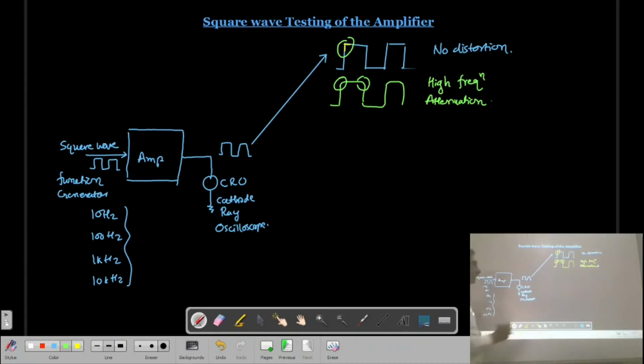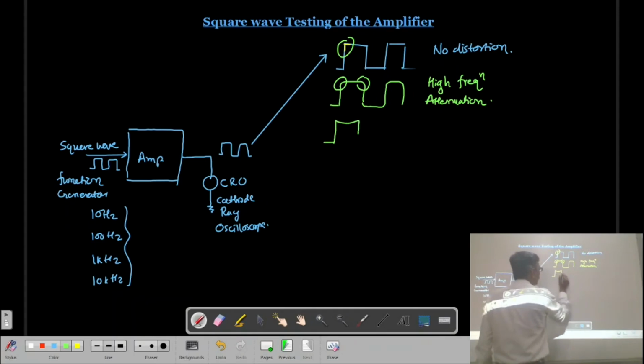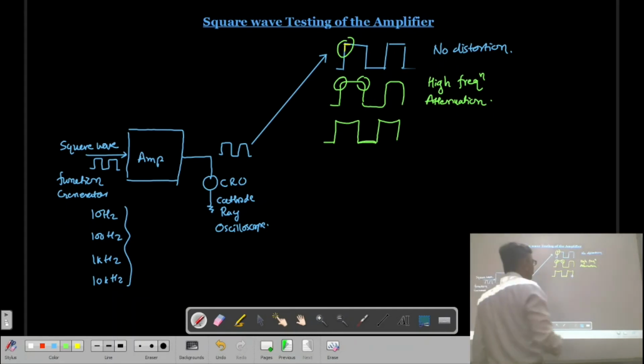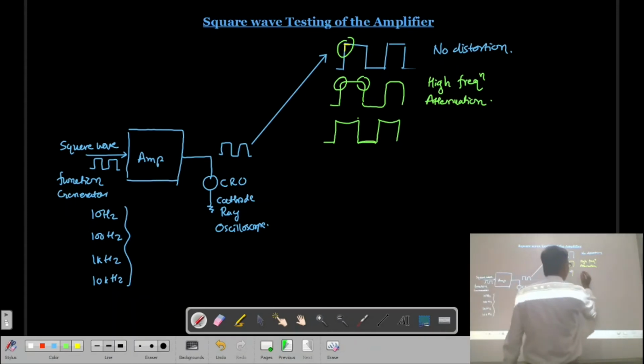Remember, if the shape of the signal is this, here the flat part is going to be a curve in the middle of the square wave. This indicates the low frequency is not amplified. This is known as a low frequency attenuation.